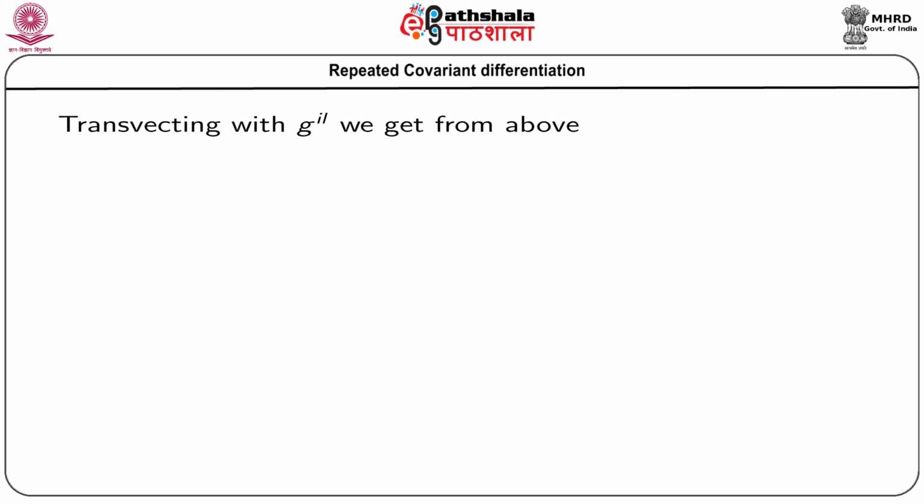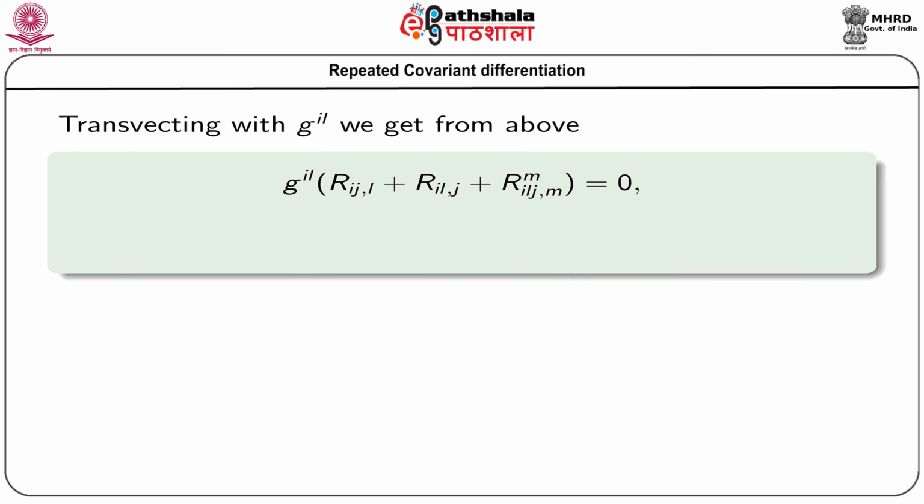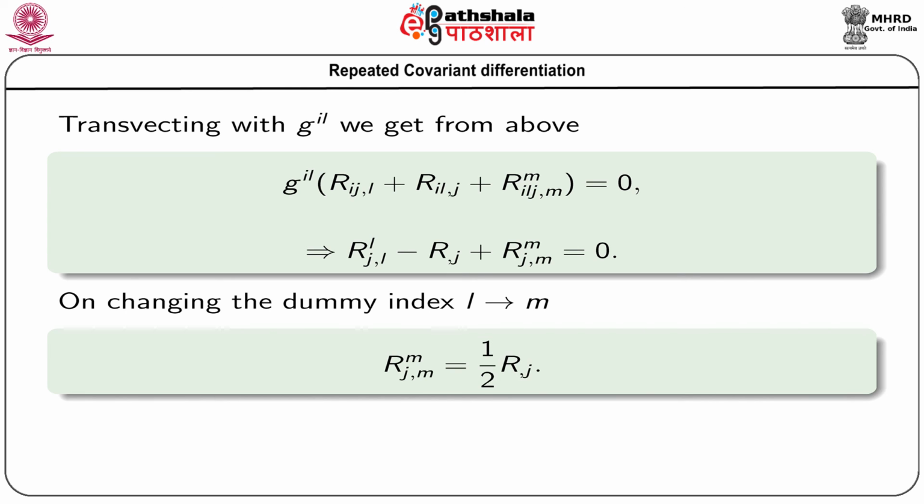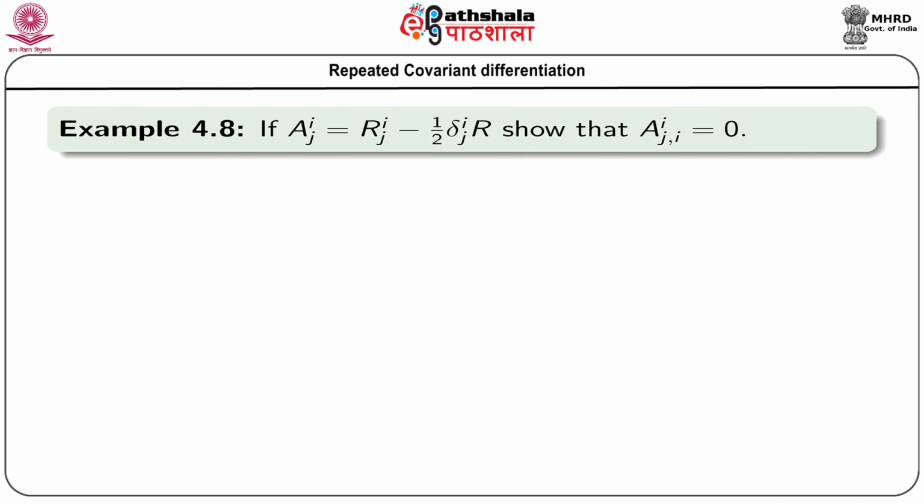Now, again taking the product with g^{il}, we get this expression, and this gives the expression R^l_{j,l} minus R_{,j} plus R^m_{j,m} equals 0. Now, changing the dummy index l to m, we get R^m_{j,m} equals half R_{,j}. Now, this is another expression.